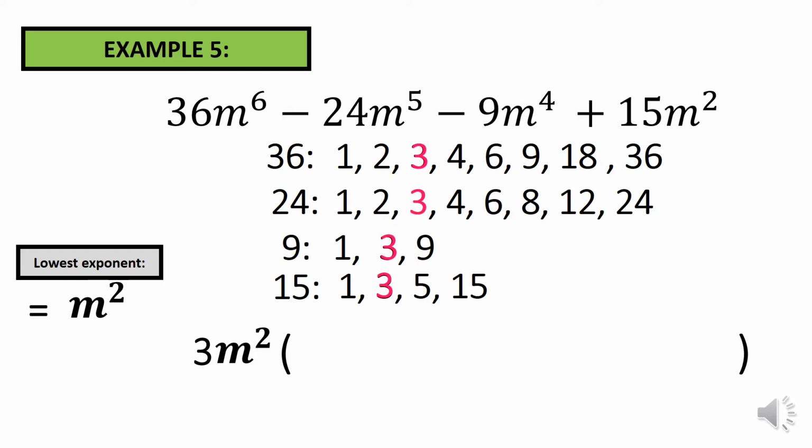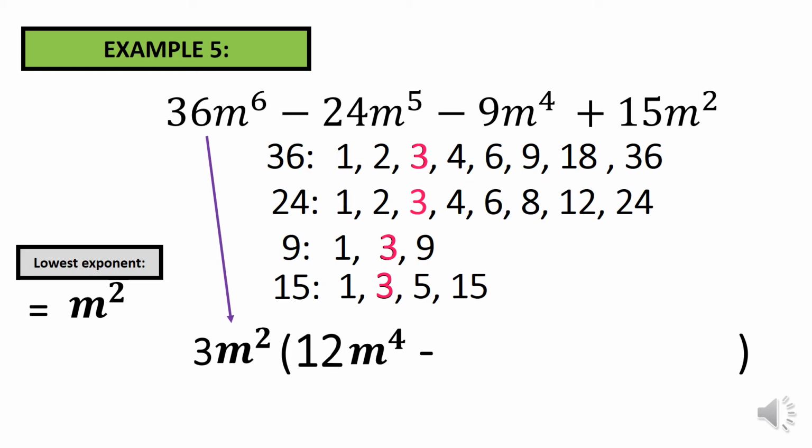Start with 36m raised to 6. So you have 36 divided by 3, and the answer is 12. Then for m raised to 6 divided by m raised to 2, by the quotient rule, once again, 6 minus 2 is equal to 4. Then copy letter m. Next, for the second term, you have minus here. Just bring it down, because negative divided by positive is equal to negative.